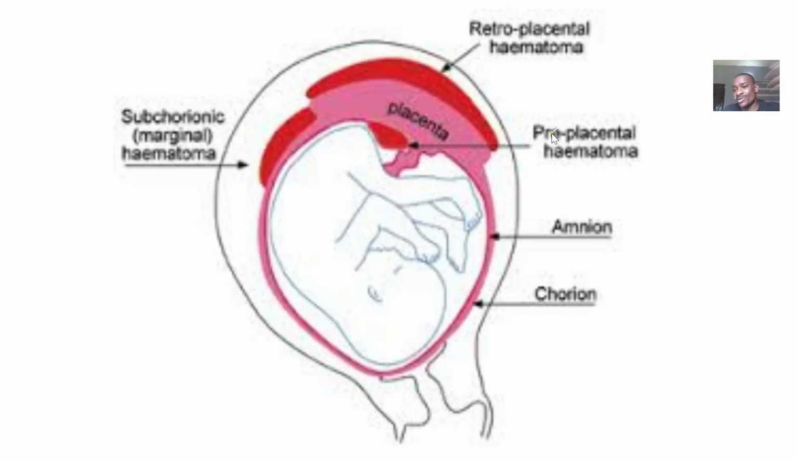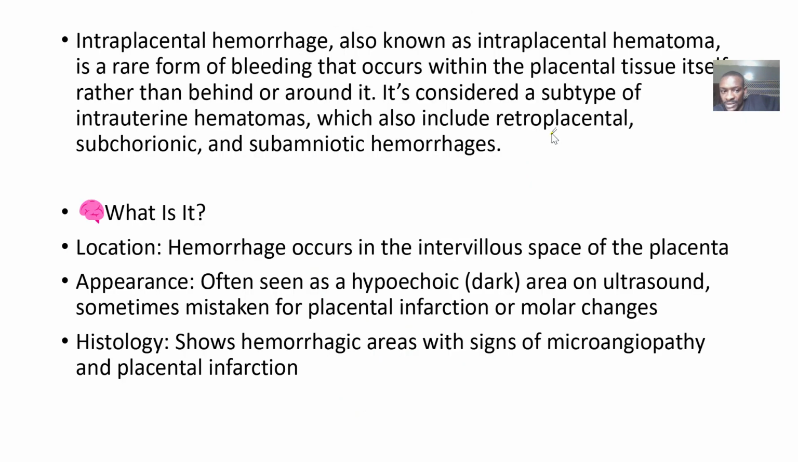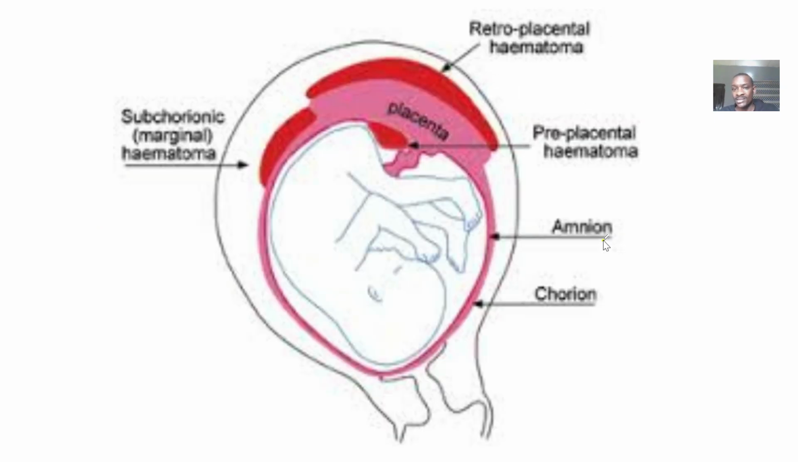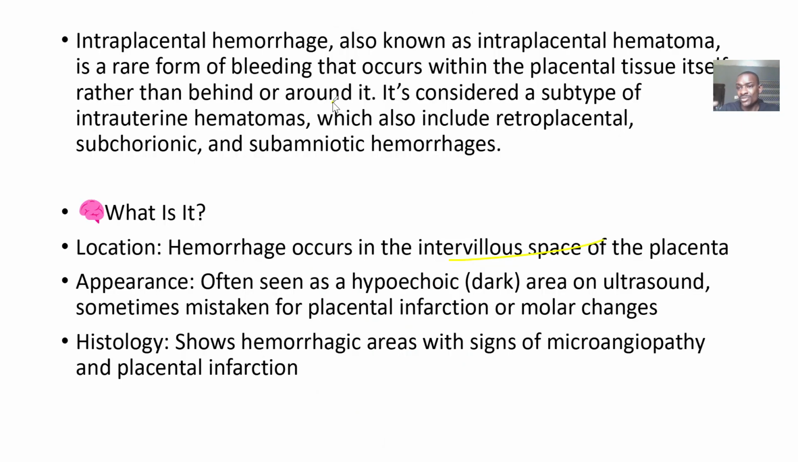They are just trying to talk about the locations of the bleeding. Do you understand? So location: the hemorrhage occurs in the intervillous space of the placenta. So there is a bleeding inside of this place. Now for the different types, we're talking about different locations within that location.